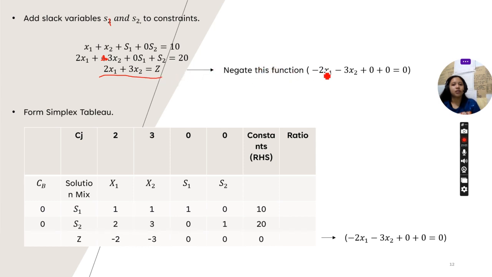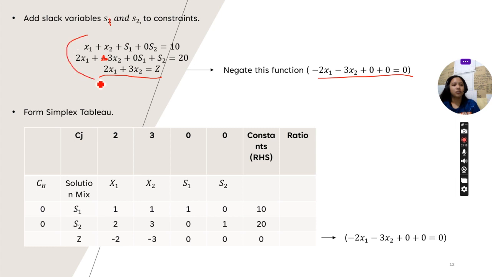We should negate this function, we should negate this by transferring these values to the other side. So this will be negative. Then second step is form a simplex table.